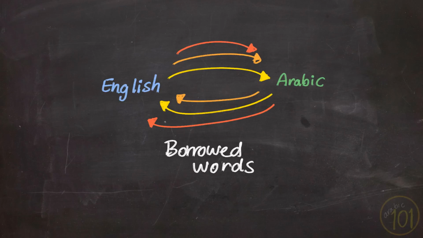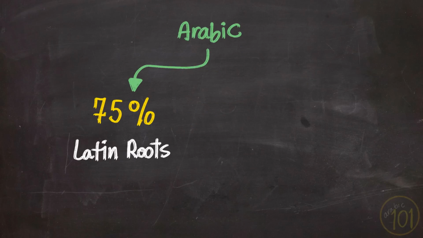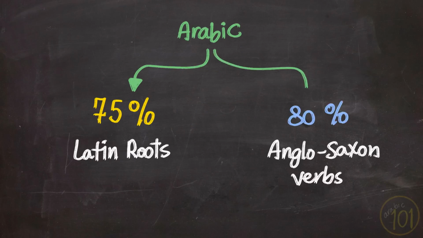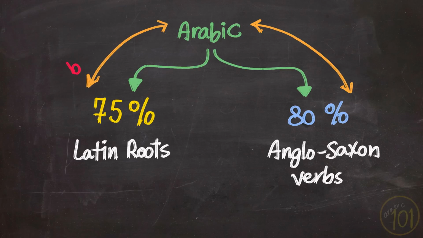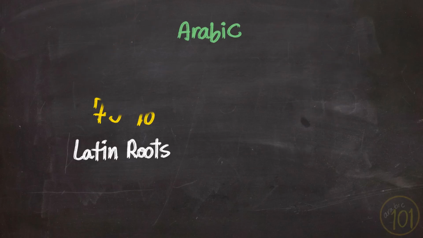But what if I told you that around 75% of Latin verb roots have Arabic origins, and 80% of Anglo-Saxon verbs also come from Arabic origins? Now, with this information, would you still think that it is just a matter of borrowed words? And if you think that this is impossible or unbelievable, then let us consider these examples.